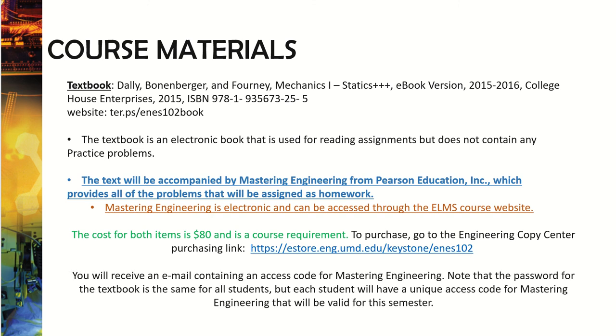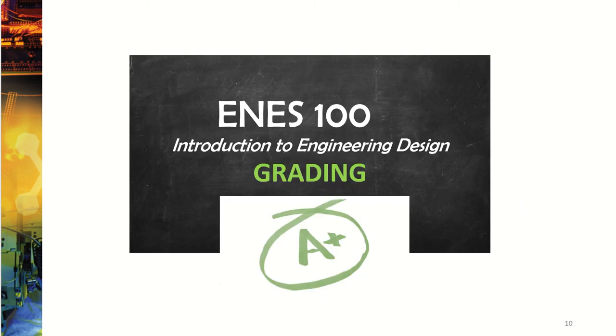After you've purchased the textbook, you will receive an email containing an access code for Mastering Engineering. And note that the password for the textbook is the same for all students, but each student will have a unique access code that will be valid for this semester only. If you've got other questions about Mastering Engineering and the course textbook, please refer to the course syllabus, as if you've already taken ENES 102 or a similar course, you may already have access to the textbook. So please look at the syllabus before you email me or any of the TAs any questions about the course materials, as there is more information there.